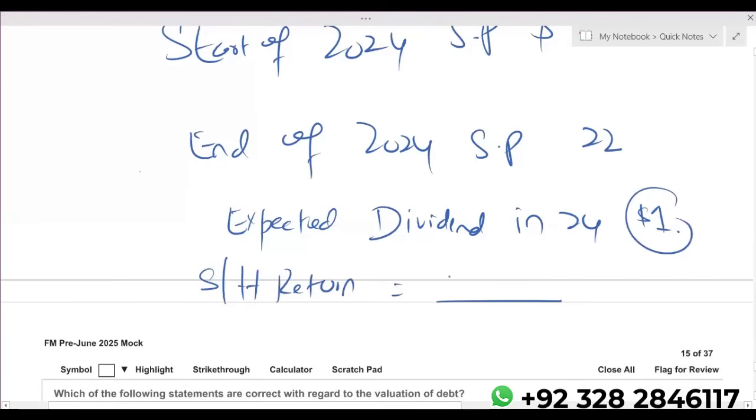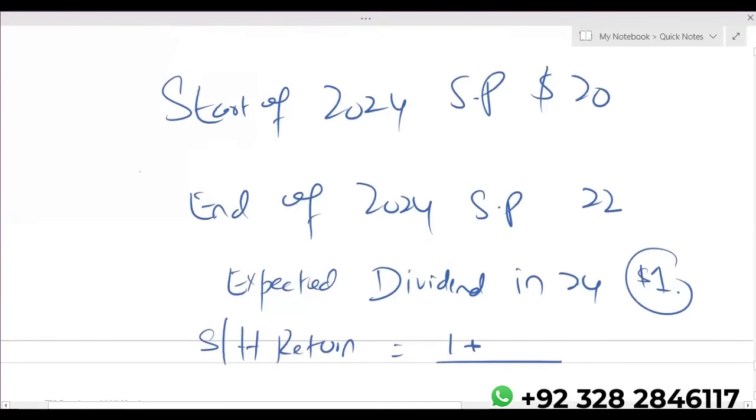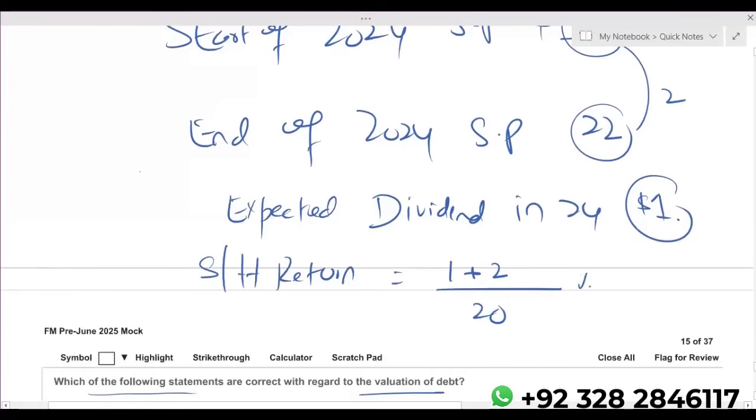Your expected dividend is 1. Capital gain is the difference between two share prices. Share price at the end of the year, share price at the start of the year, which is 2. And you will divide this with the share price at the start of the year. The shareholders return is 15%.